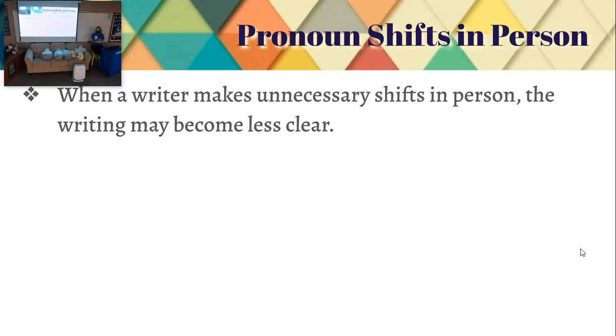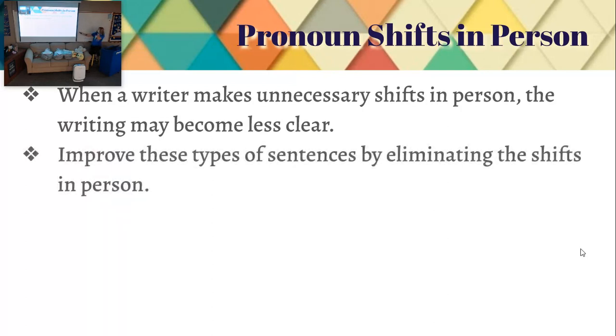So what happens here is when a writer shifts point of view or shifts person, the writing becomes less clear. When we were writing our historical event essays, I told you over and over again, you need to make sure that you maintain a consistent point of view. I said you're either going to write in first person or third person, but you cannot flip-flop between the two, because it's a really bad writing mistake that people make. If you have this flip-flop between first and third or first and second or whatever, you just have to fix it.